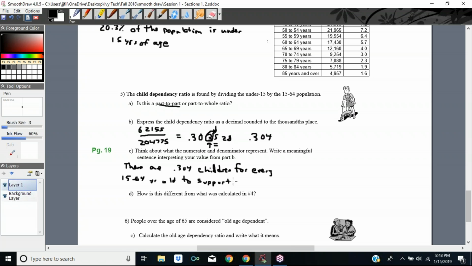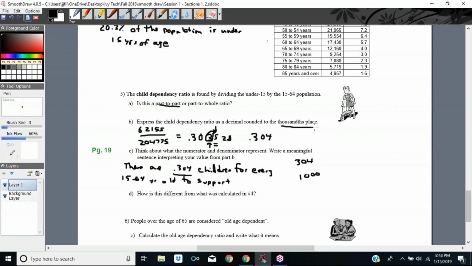And that's in addition to themselves. Okay. We want to take it out to the 0.304 because if we expand this, it's 304 for every 1,000. So you could say 304 children for every 1,000. Since we run it to the thousandths place, we still want to carry that through our answers.